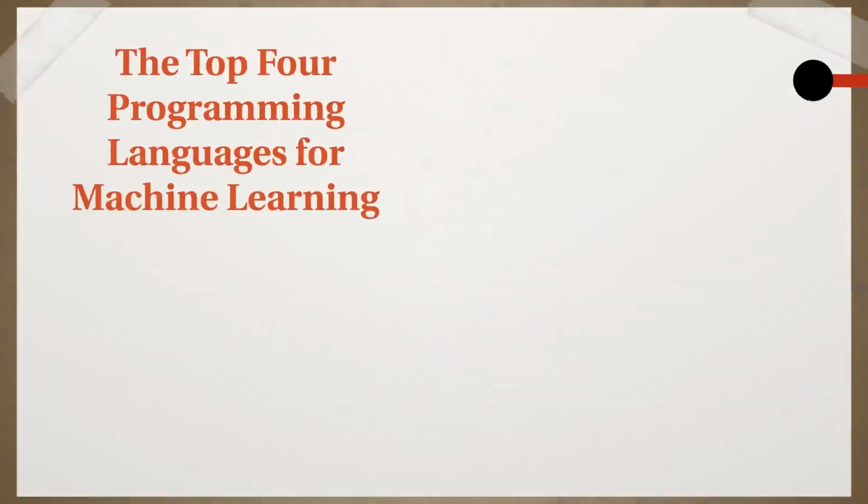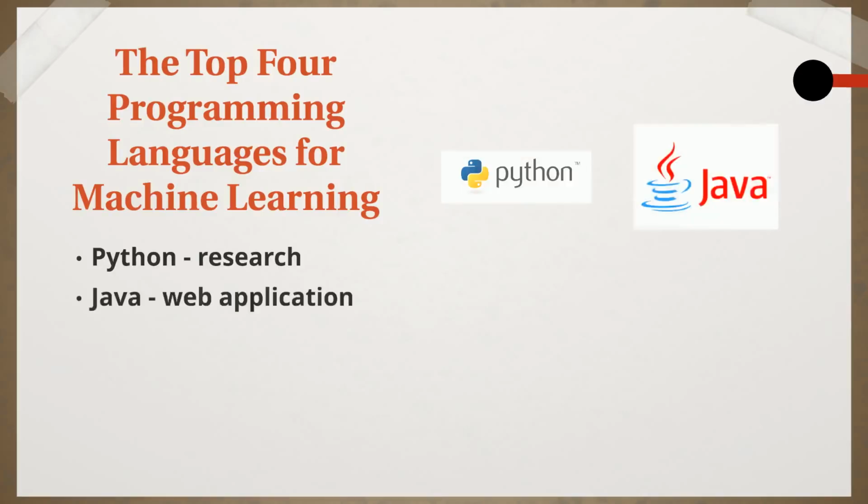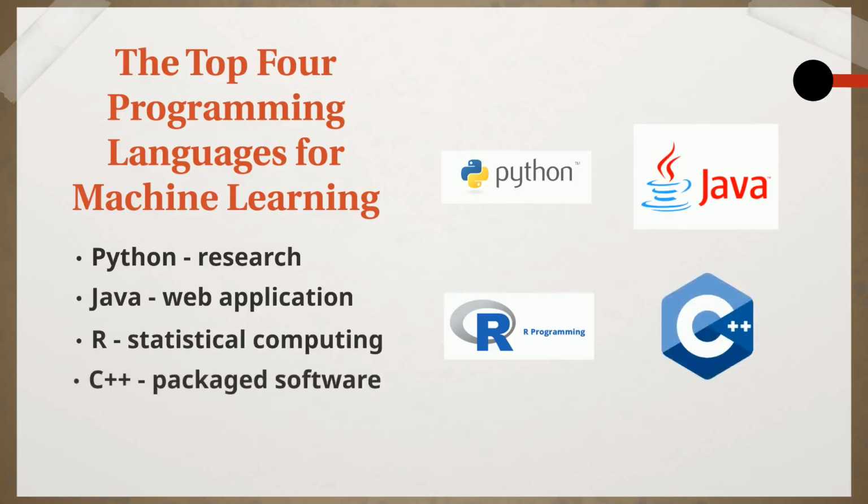So the first thing we're going to talk about is simply the top 4 programming languages for machine learning. Many experts would probably disagree with me, but the 4 that I believe, and this is again supported by usage data, Python is going to be the primary programming language used for machine learning. You also have Java, you have R and C++.